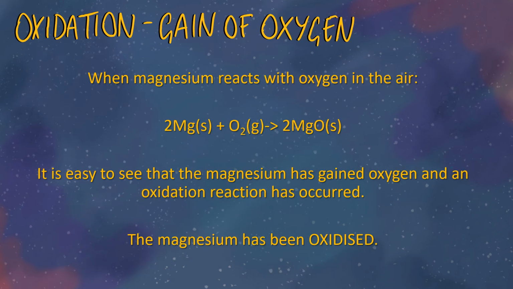We're going to go over oxidation again just a little bit because we did this a while ago. So when magnesium reacts with oxygen in the air, this happens. So you've got magnesium plus oxygen goes to magnesium oxide. It's easy to see that the magnesium has gained oxygen and an oxidation reaction has occurred. So the magnesium has been oxidized because it's gained oxygen.